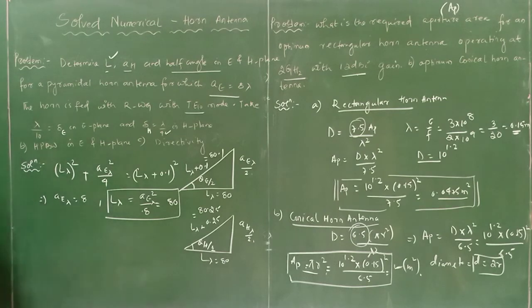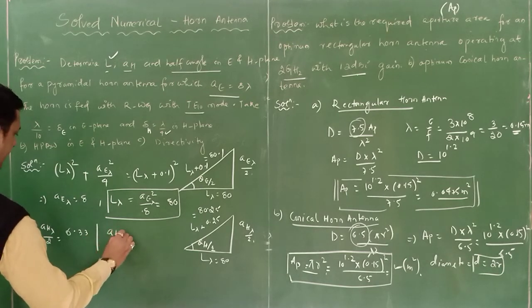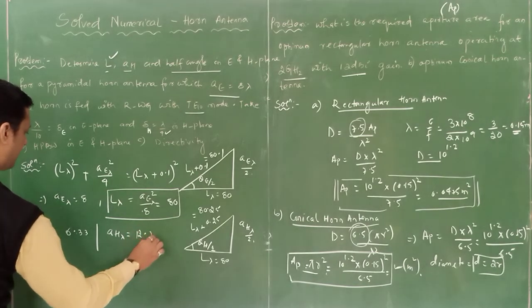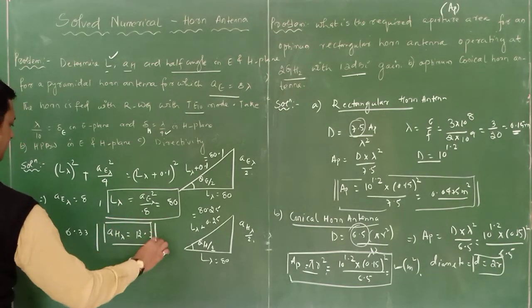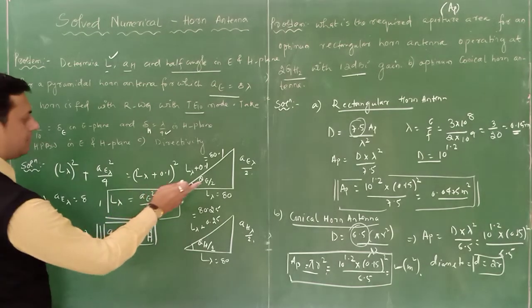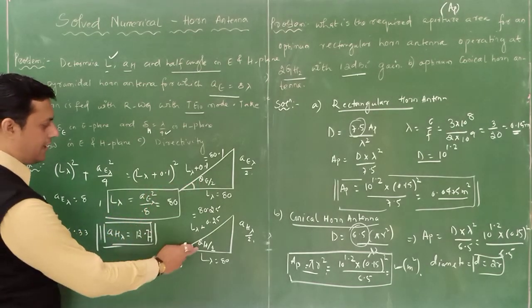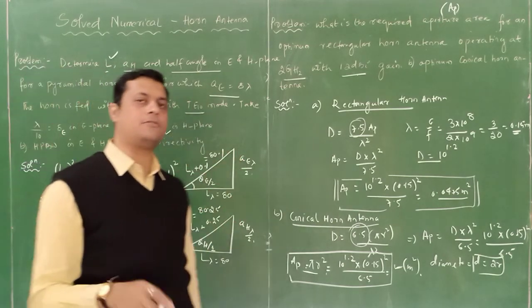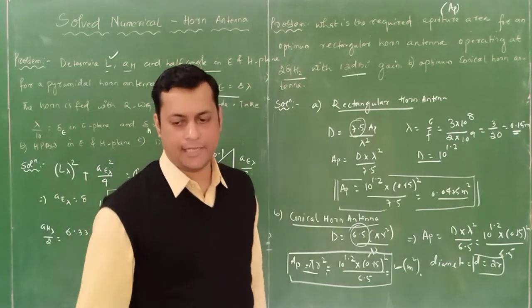So what is our AH? Let's see. So it is AH lambda by 2 is equal to 6.33. Or we can say AH lambda is multiplied with 6.33, you will get around 12.7. So this is my AH lambda. Okay. So once this aperture is known, aperture with respect to theta e and aperture with respect to theta h, so AE is known, AH we have identified. This AE and AH help us to determine the half power beamwidth. Let's see how to determine.